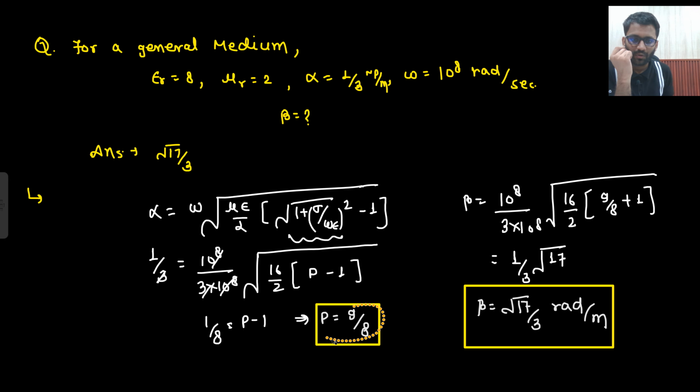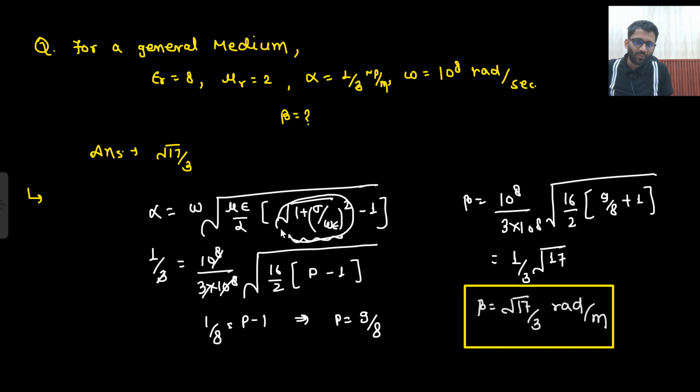This p value I am not going to take in a box because that is not the answer. P value was simply 9 by 8. How did I get that? I hope you must have understood. This expression I am assuming to be p. Why? Because the same expression will be used in the calculation of beta as well. That's why I am assuming it to be p.